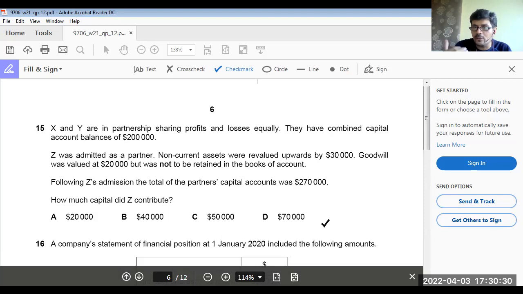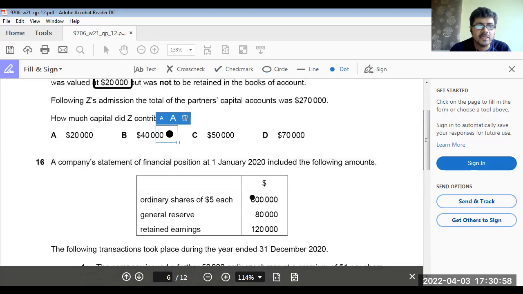Goodwill, because we do not include goodwill in the accounts, so we are not going to consider goodwill here. Getting my point? In this question, we will not consider goodwill. This goodwill amount is useless. So 40,000 capital has increased, that must be contributed by the new partner. B option is the answer. Getting my point clear?